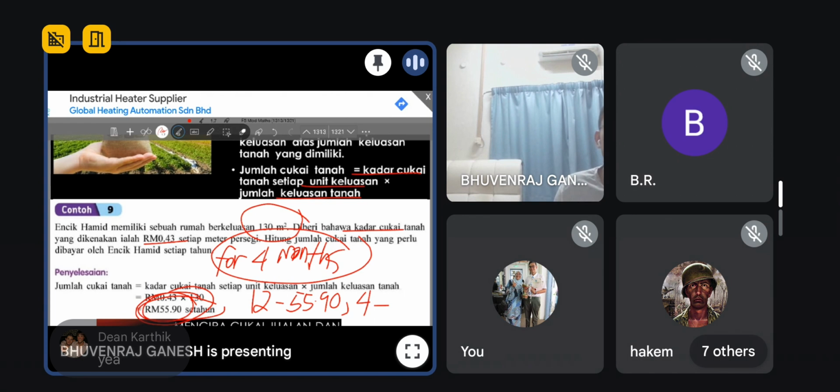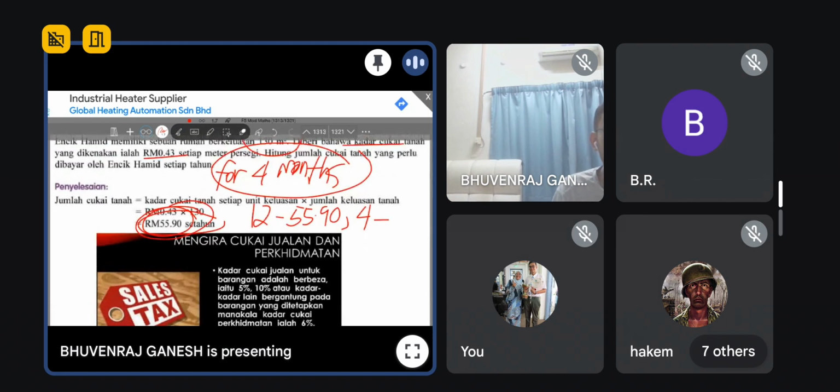They can test you like this. So make sure you know how to do the conversion. They can also ask you maybe 3 years, 3 tahun. So kali 3 lah, just like that. So you must know how to play with the value.